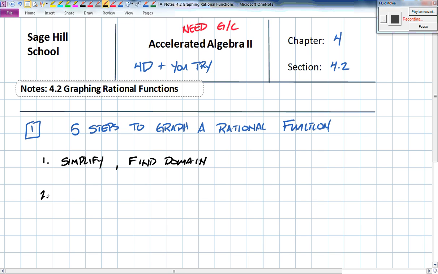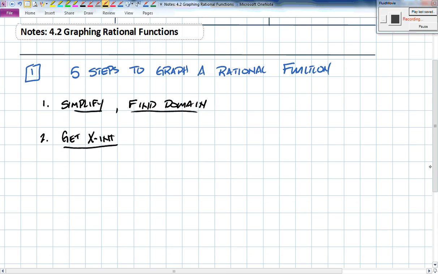Step 2, we're going to get the x-intercept. So simplify, find the domain. And we're going to talk about how to do each of these things, but I want to lay out the map for you as we go. Step 1, simplify, find the domain. Step 2, get the x-intercept. Step 3, get the y-intercept.